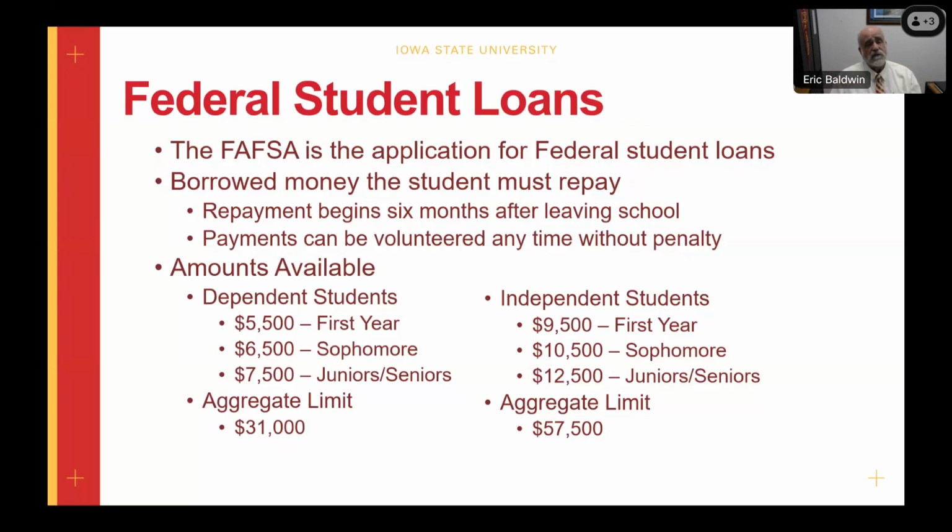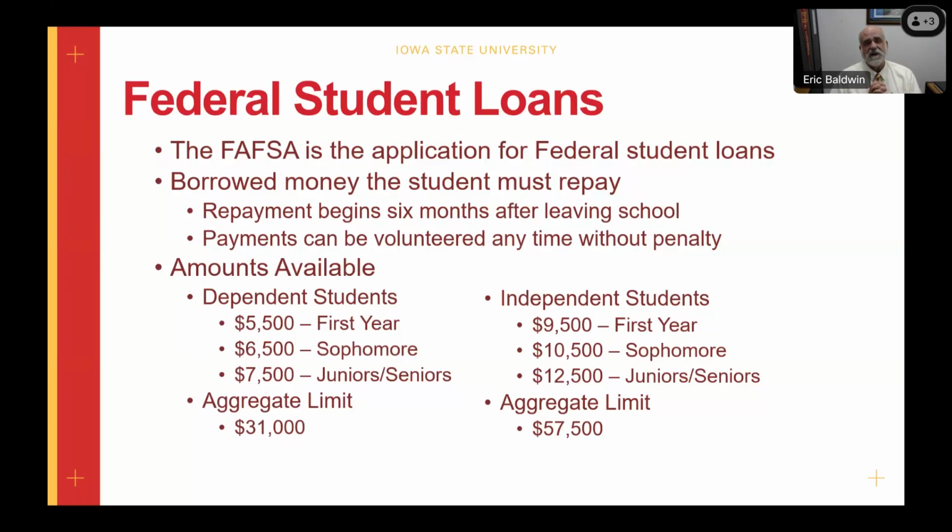If you're an independent student, those numbers, as you can see, are a little higher. We get asked all the time, what does it take to be an independent student? The biggies are if you're in the military, if you're married, if you have a dependent child, or you're 24. Those are the biggies.